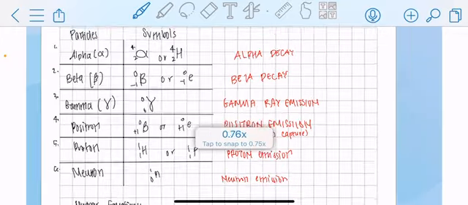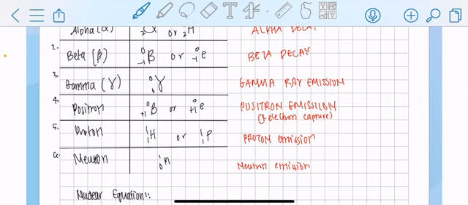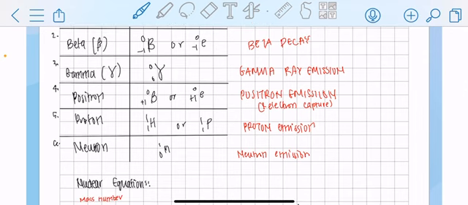The first is alpha particles, which use the symbol alpha, and we can also use helium. They have an atomic number of 2 and a mass number of 4. Beta particles have an atomic number of -1 and a mass number of 0. Gamma particles have 0 atomic number and 0 mass number. Positrons have +1 atomic number and 0 mass number. Protons have a +1 mass number and +1 atomic number. Neutrons have a 0 atomic number and +1 mass number.